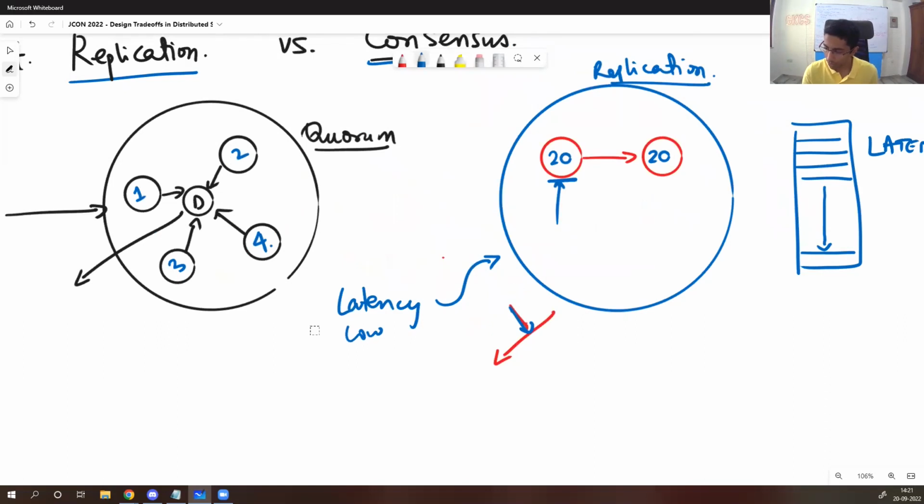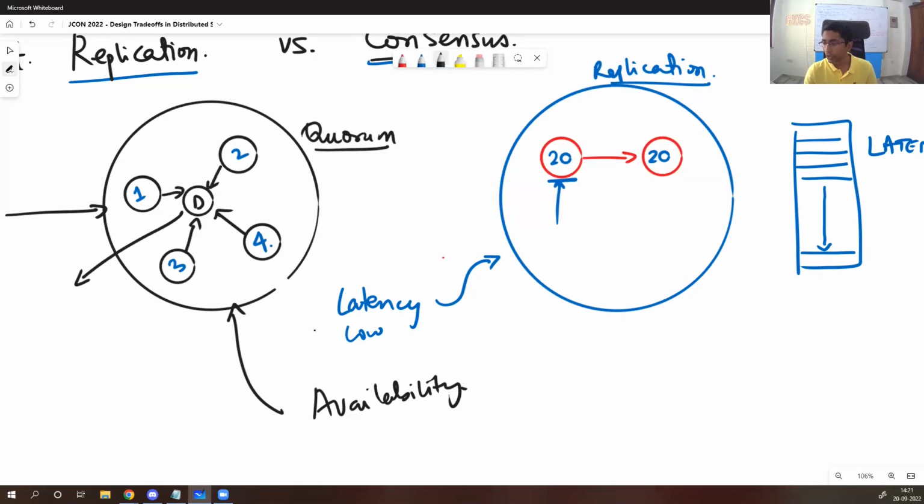What about availability? Which system has higher availability? Yeah, so Rui and Ralph, you got it. The system implementing quorum. Max says replication. Max, you are kind of right. In some cases that is possible.